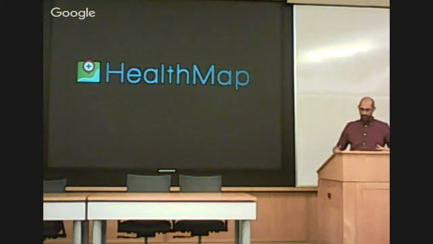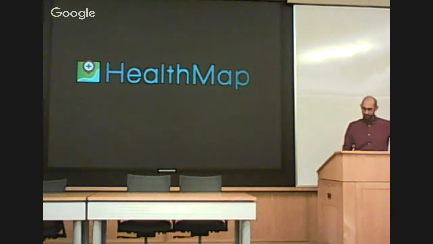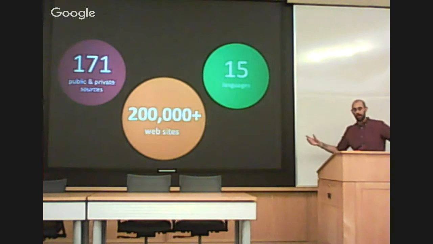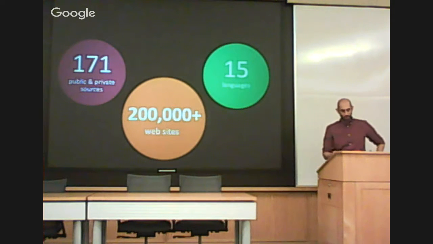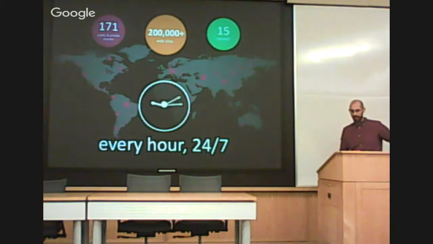What HealthMap does is a digital portal for tracking the spread of disease. And it does this through a variety of mechanisms, which I'm going to introduce very quickly. So we're scraping the web across a large amount of public and private sources covering hundreds of thousands of websites in many different languages. This is an automated process that's working 24/7 and capturing data in real time.